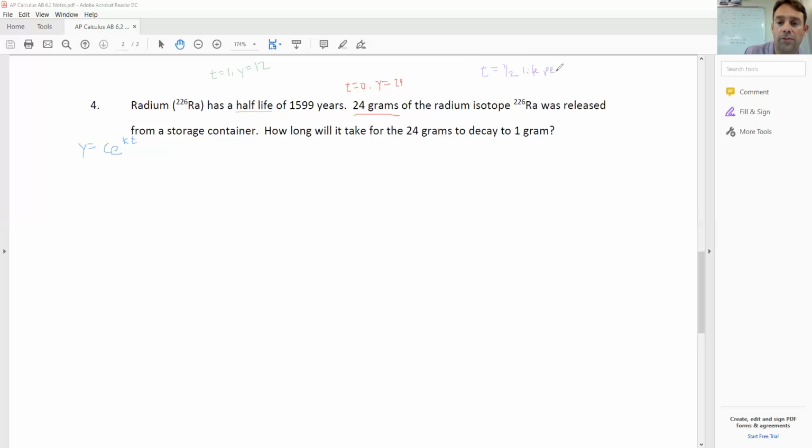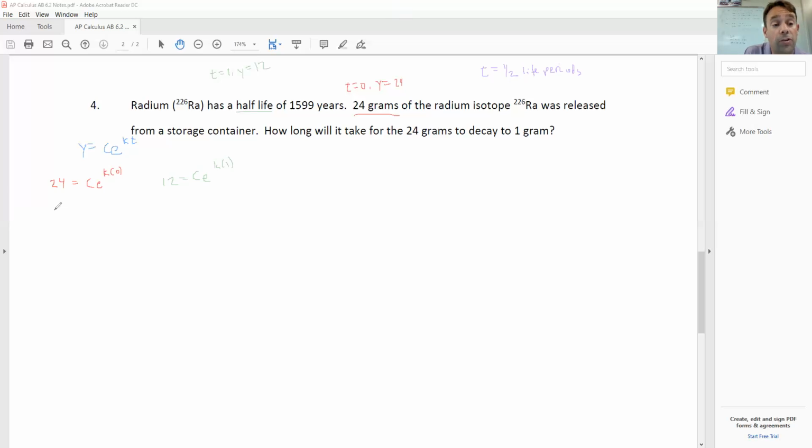So how many half-lives are we going to be dealing with? So we plug in our numbers. 24 equals c e to the k times 0. And we plug in our other value, 12 equals c e to the k times 1.